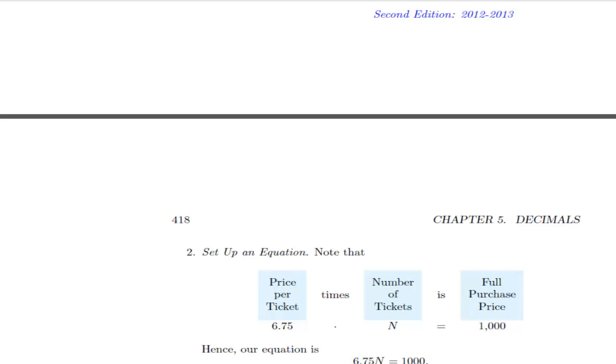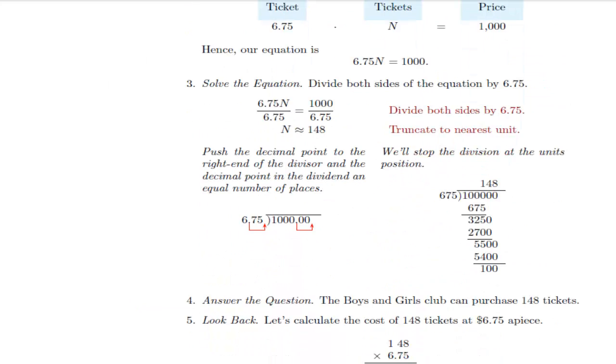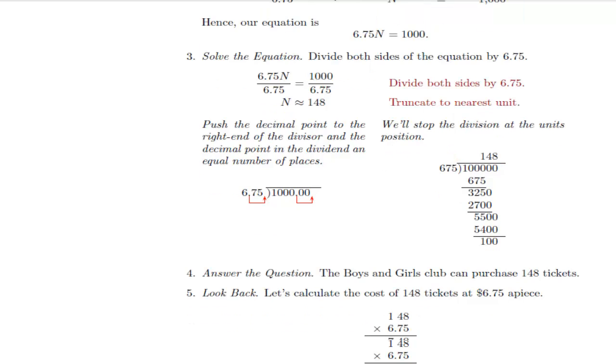2. Set up an equation. Note that the price per ticket times the number of tickets is the full purchase price. Hence, our equation is 6.75 times n equals 1,000. 3. Solve the equation. Divide both sides of the equation by 6.75. On the left, 6.75 times n divided by 6.75 equals n. And on the right, 1,000 divided by 6.75 approximately equals 148. Push the decimal point to the right end of the divisor and the decimal point in the dividend an equal number of places. We'll stop the division at the units position. So we get a quotient of 148.